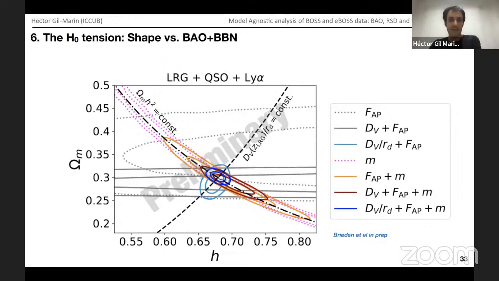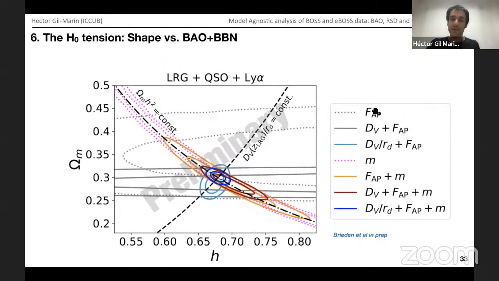And this is my last slide, a work in progress with my no longer student, now postdoc in Edinburgh, Samuel Breeden. Let me guide you through this maybe bit of complex plot. So let's start with the simplest case.